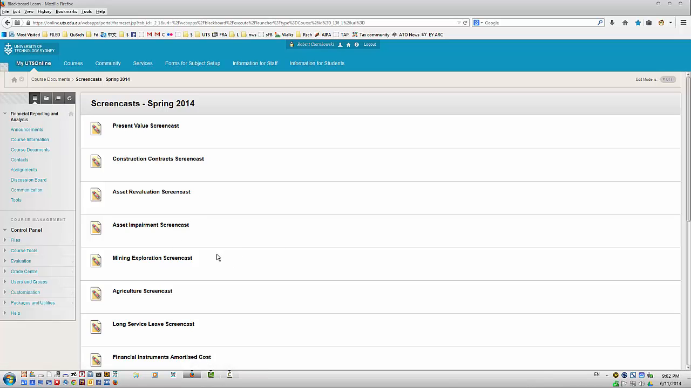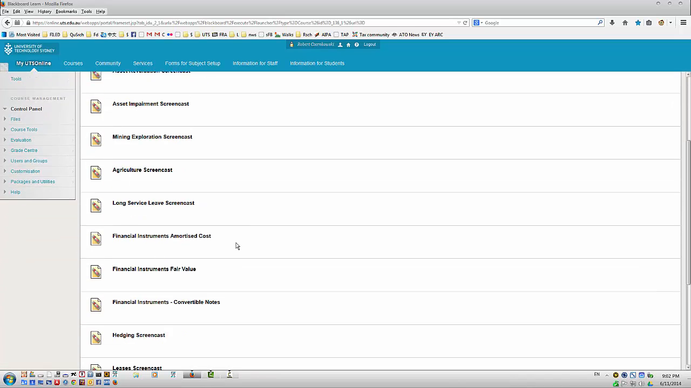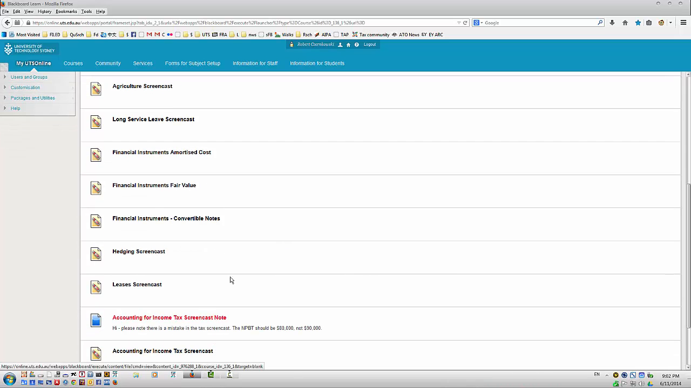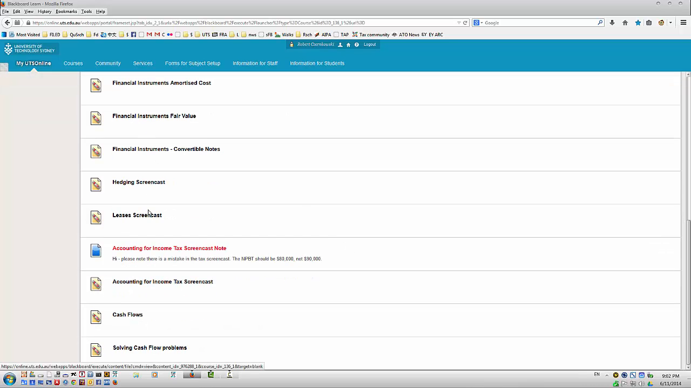A bunch of topics here that were examined in the mid-semester, but look, here's one on long service leave, here are some on financial instruments, here's one on hedging. If you don't understand the difference between a cash flow hedge and a fair value hedge, I strongly recommend that you have a look at the hedging one. There's also leases, accounting for income tax. Don't worry about cash flows because we no longer teach those in this subject.